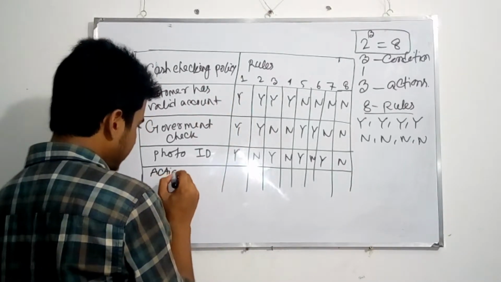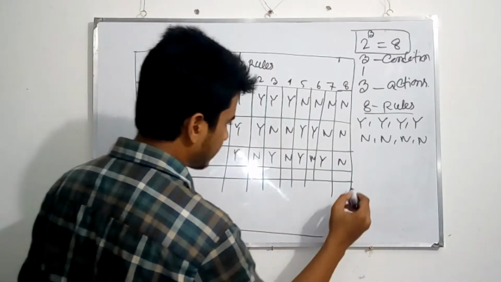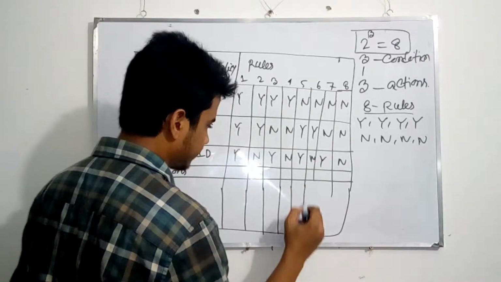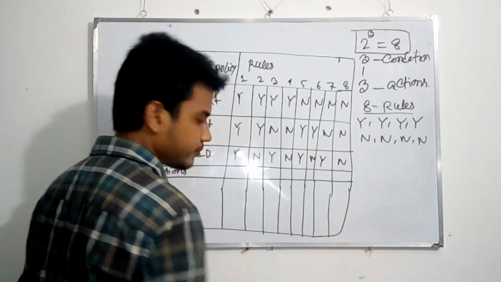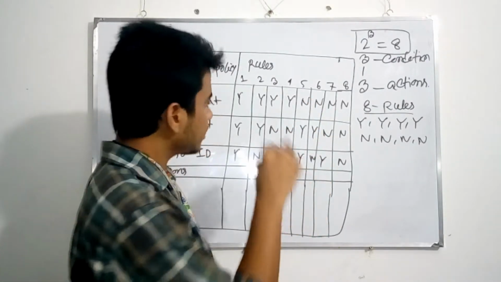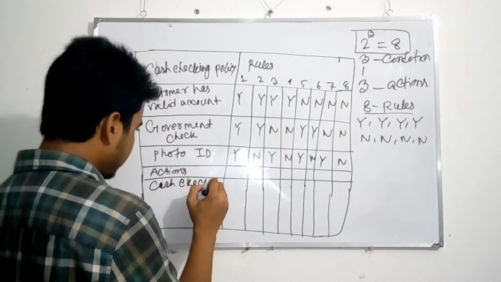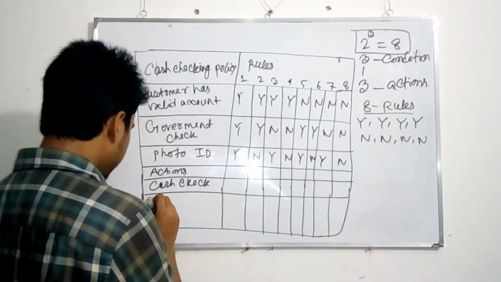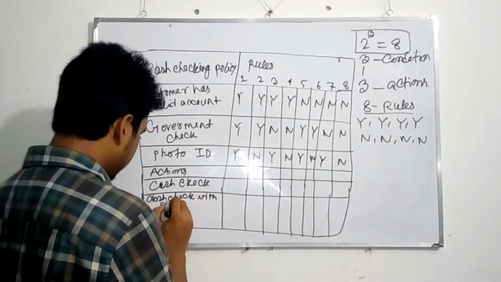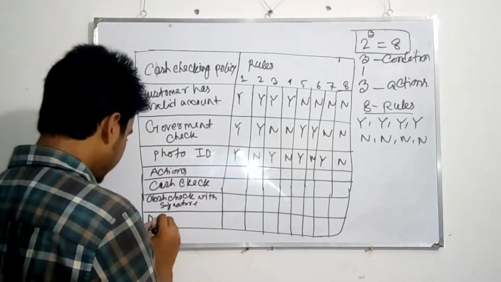So below this, as we say, we have 3 conditions and we have 3 actions. The first is cash check, 2 is cash check with signature, and 3 is don't cash check.